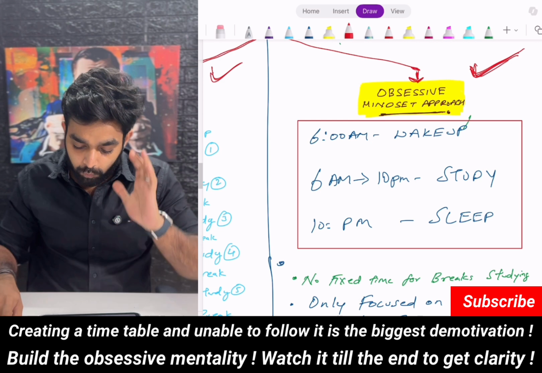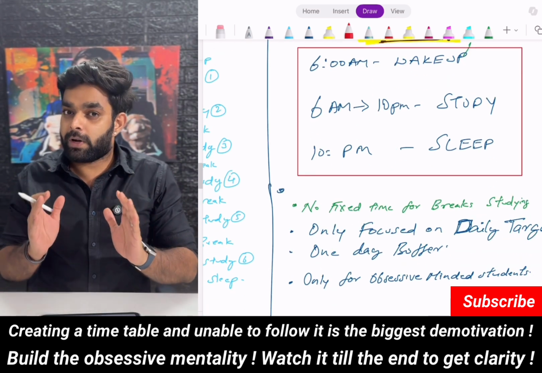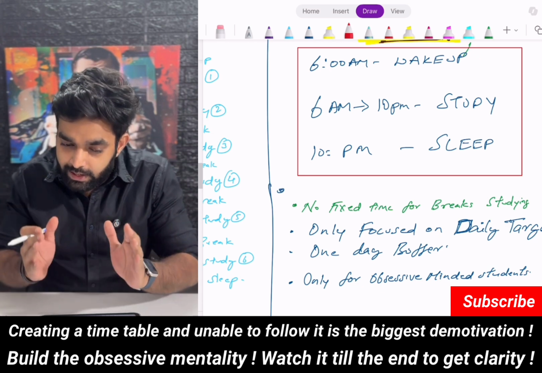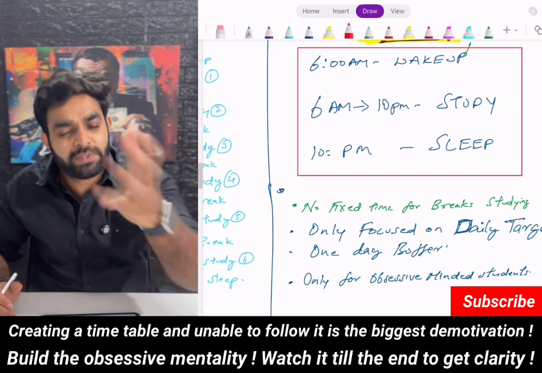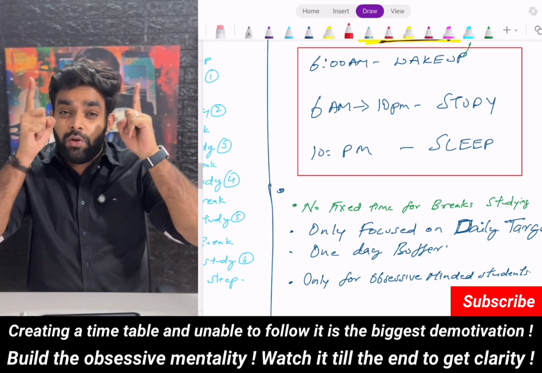So once you get why you are doing CA, now you know the importance. Why you should clear CA in the next coming attempts, right? Then it becomes an obsession. You have to make that an obsession. This is what I'm telling you. If you cannot follow a timetable like that, then you have to become obsessed.